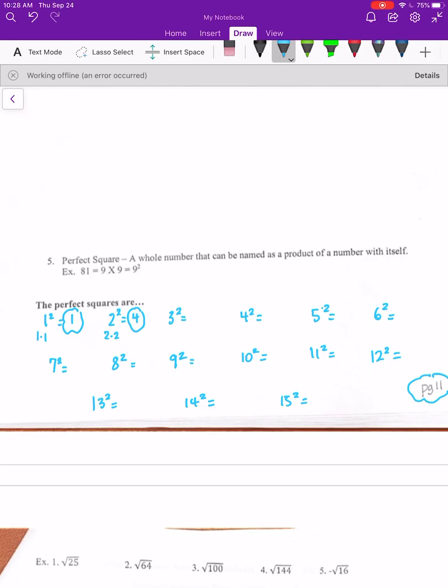So what I want you to do right now is go through and do each one of these and find the perfect square. So you do 3 times 3, which is 9. You do 4 times 4, which is 16. I want you to pause the video and finish filling this out to 15 squared. Remember, you can use your multiplication table to help you with the math if you need to. That's always available to you. So pause the video and get working.